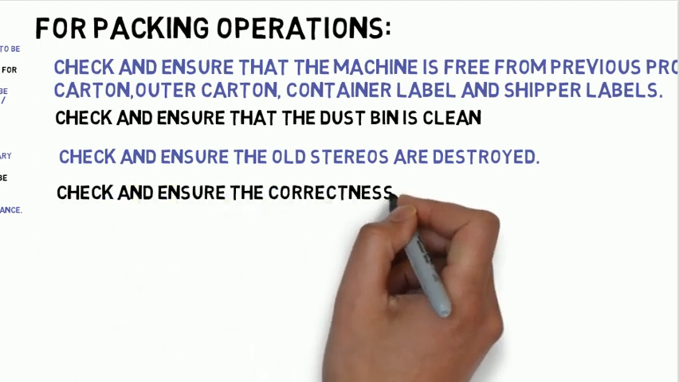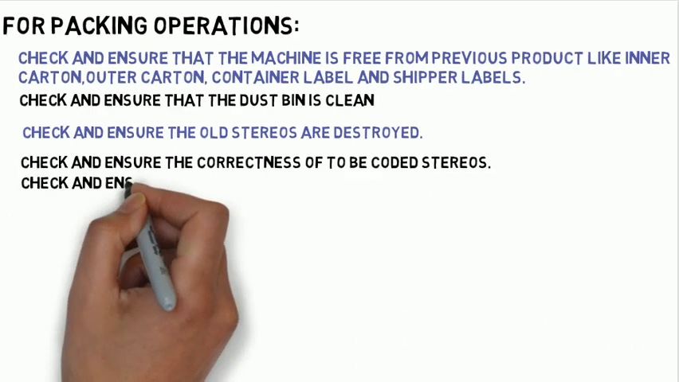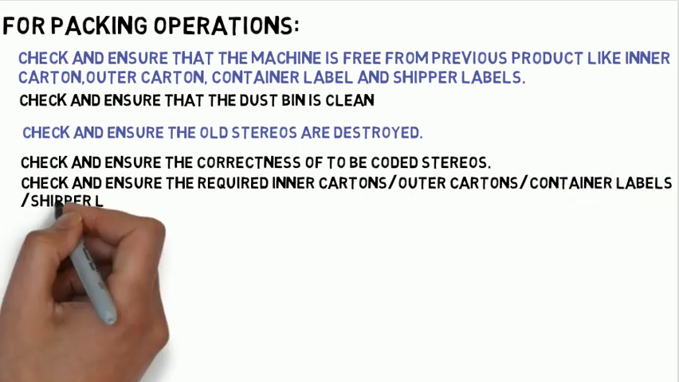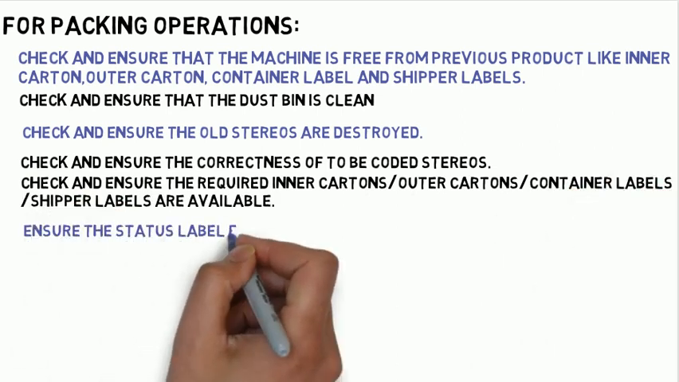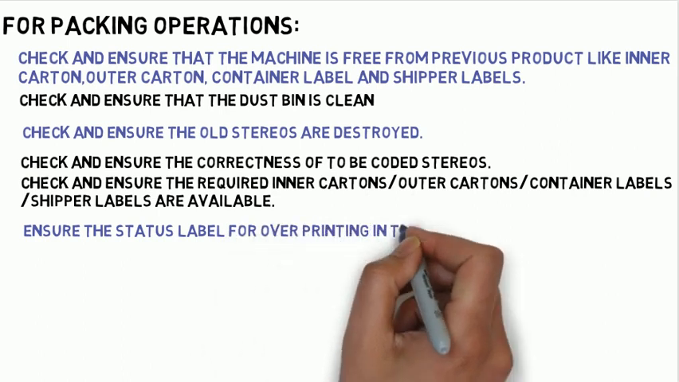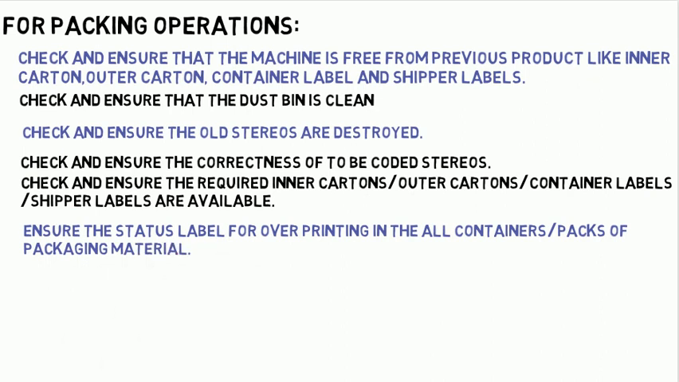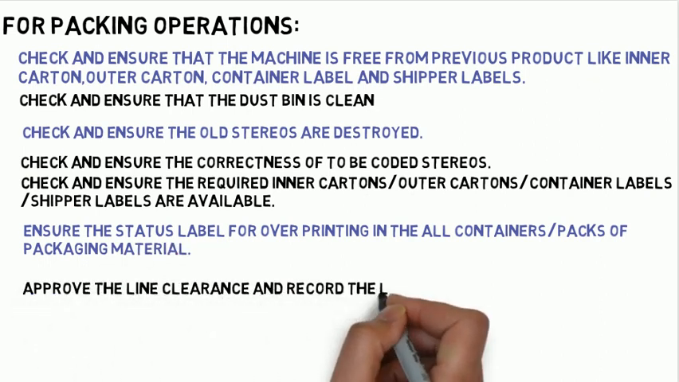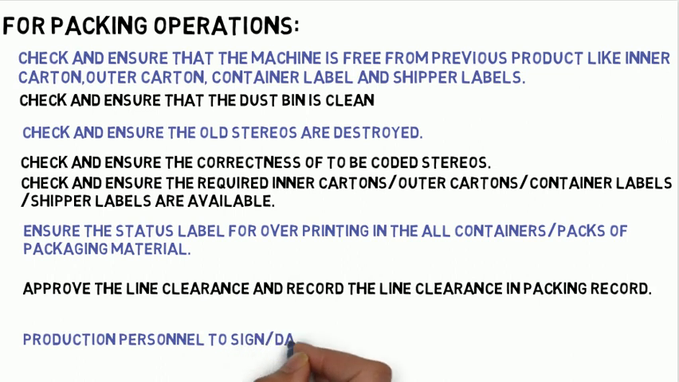Step 13. Check and ensure the required inner cartons or outer cartons or container labels or shipper labels are available. Step 14. Ensure the status label for overprinting on all containers or packs of packaging material. Step 15. Approve the line clearance and record the line clearance in packing record. Step 16. Production personnel to sign and date the specimen overcoded sample after verification.